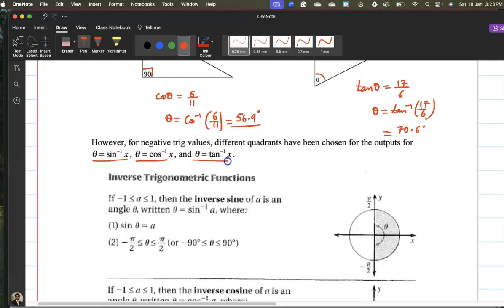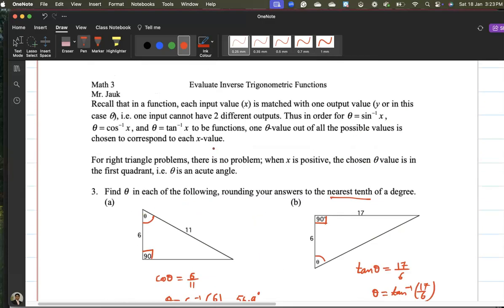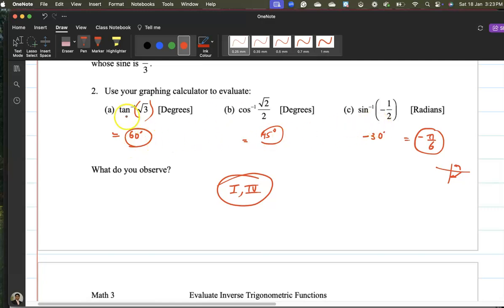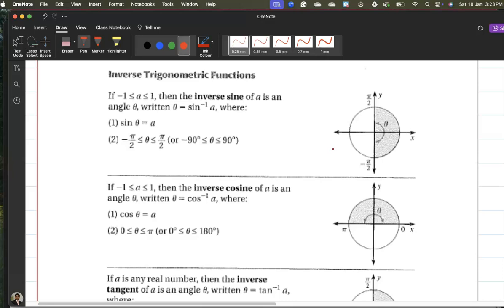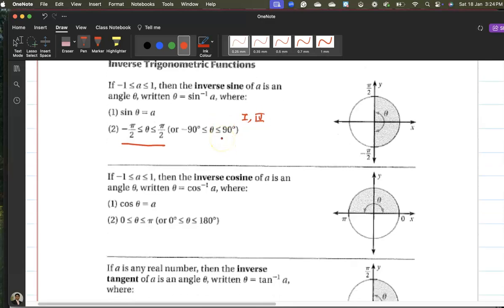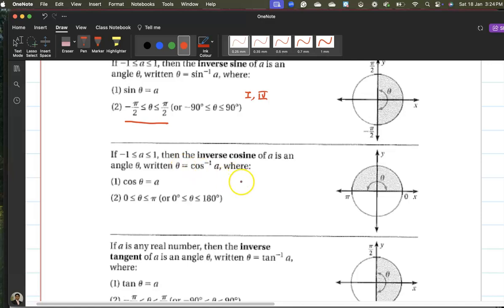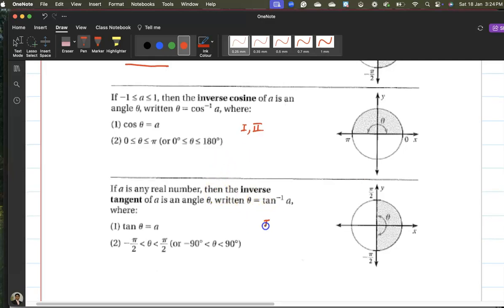However, for negative trig values, different quadrants have been chosen for the outputs. They're taking different quadrants in the calculator. If your value is between -1 and 1, the inverse of sine is only between this and this. For sine inverse, which quadrants are taken? First and fourth. For inverse of cos? First and second. And for tan, again first and fourth.